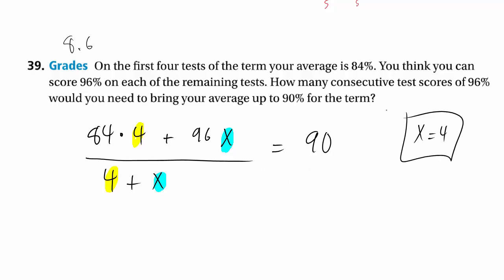It takes 4 tests. And the reason is because these are both 6 percentage points away from 90. So let's say we switched it up a bit, okay? We worked this one in class.